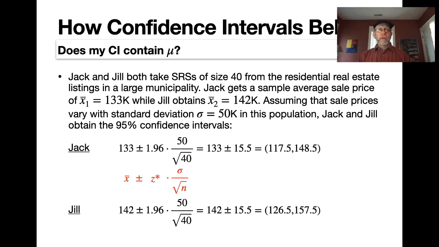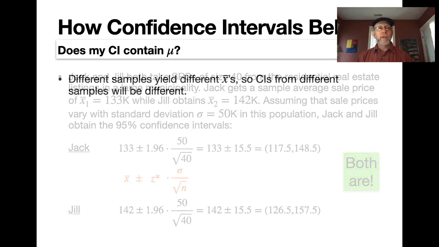And note, they both used exactly the same formula, which is the correct one, x bar plus or minus the critical value times the standard deviation of the sampling distribution, but they got different answers. So who's right? Well, actually, they're both right. They both applied the technique correctly. The only reason they got different answers was because they had different random samples, right?